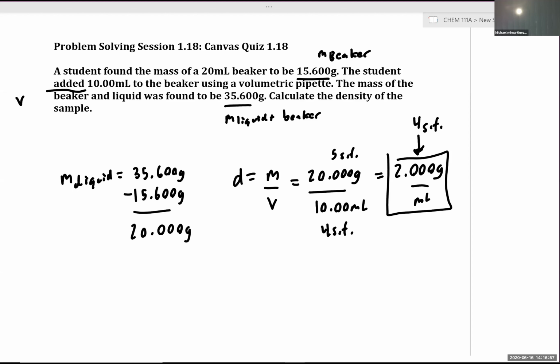Yes, so for Canvas, Canvas doesn't like trailing zeros. Canvas doesn't recognize it for some reason. So for many questions, if I'm asking for you to indicate the number of sig figs, I'll have a separate drop down for you to do that. It's just a quirk associated with Canvas.